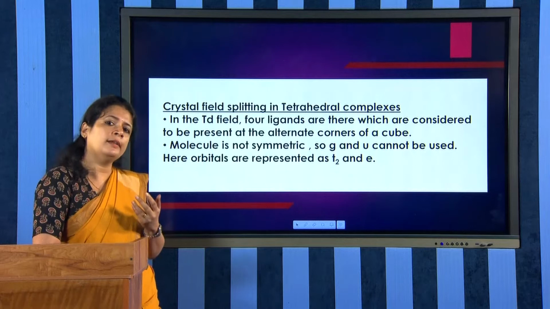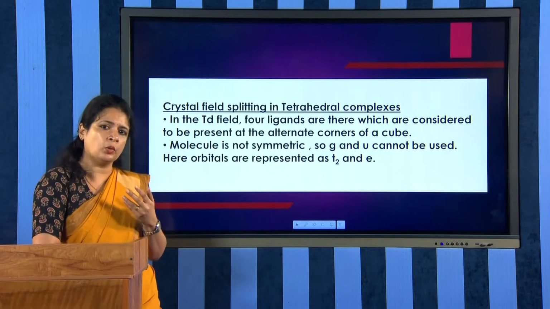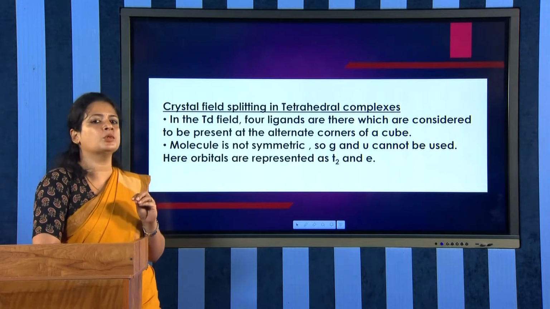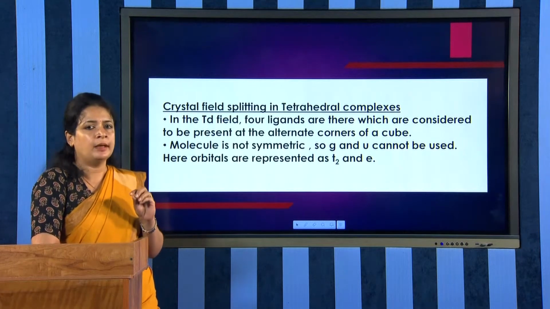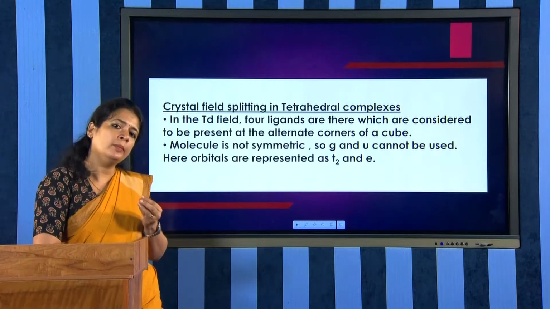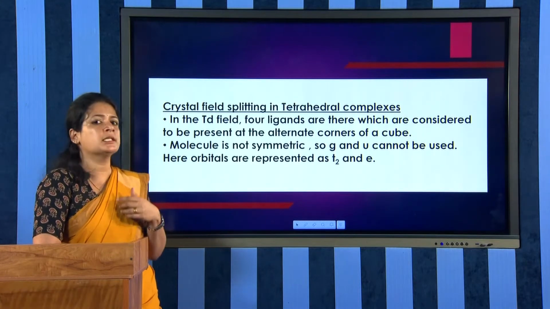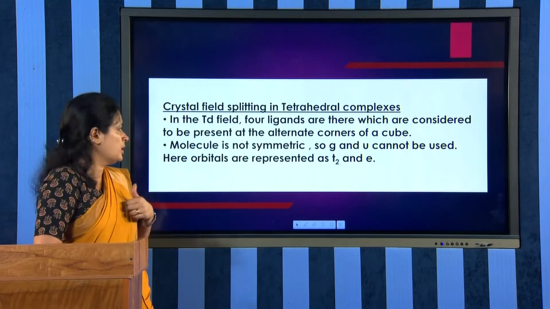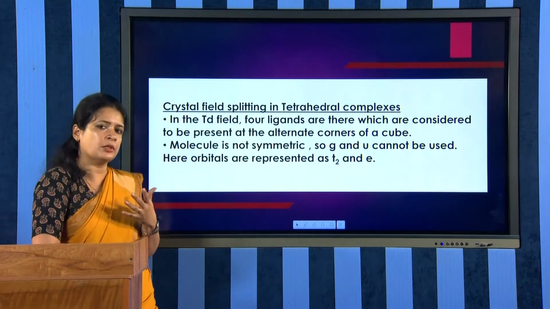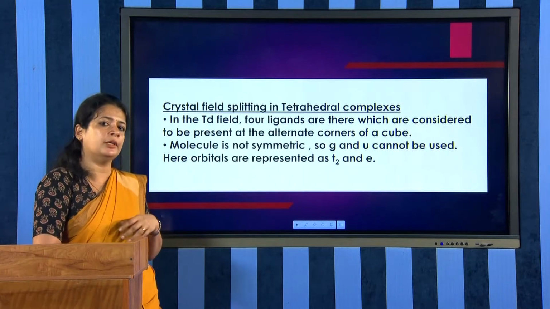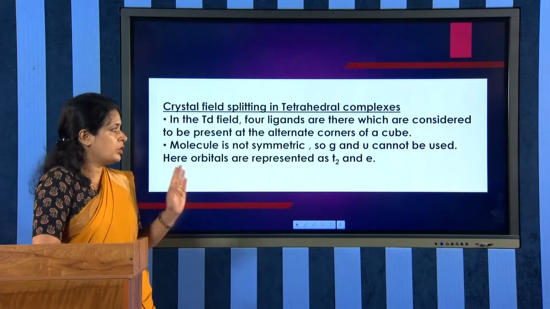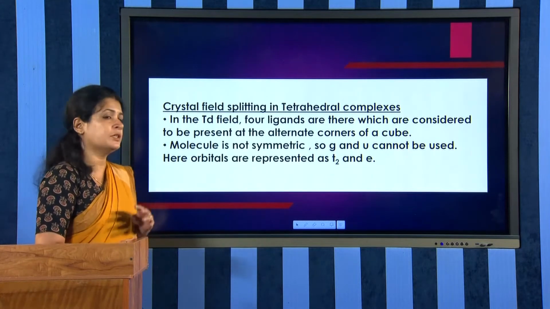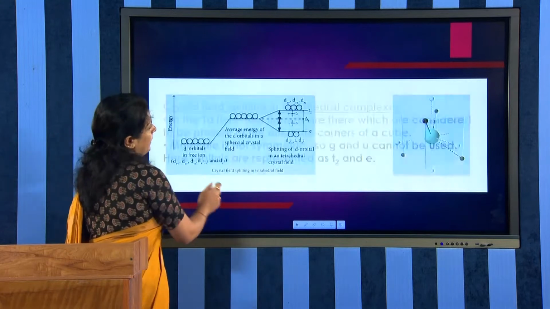But in the octahedral molecule, the molecule was symmetric. That is why we have used T2g and Eg. g means gerade and u means ungerade. But in this case, since the molecule is not at all symmetric, you can't use g or u. So, we have to represent T2 and E, not T2g and Eg. So, g and u should be avoided in the case of tetrahedral complexes or tetrahedral crystal field splitting.